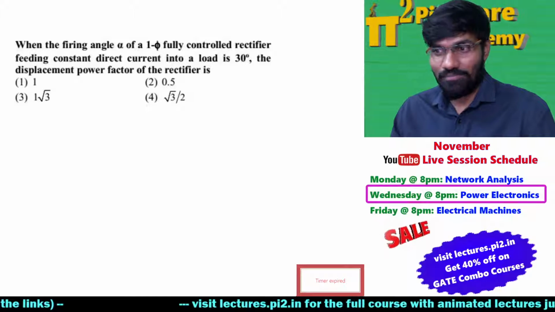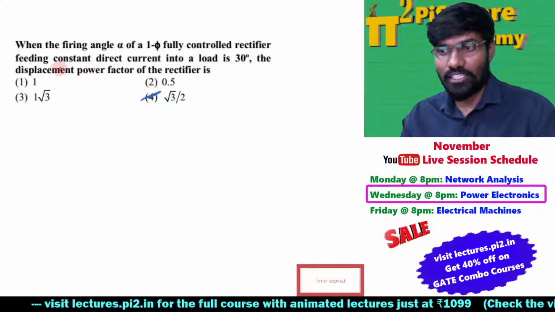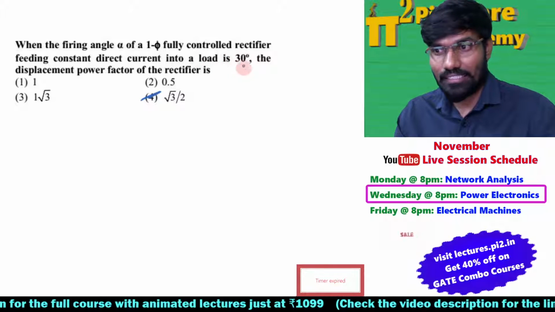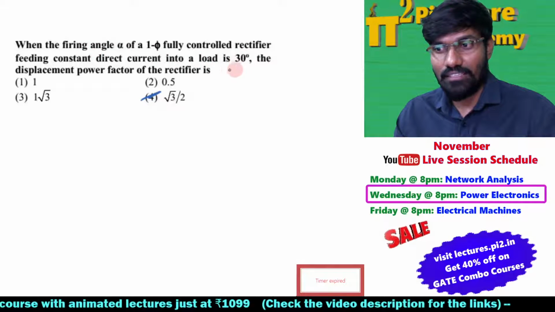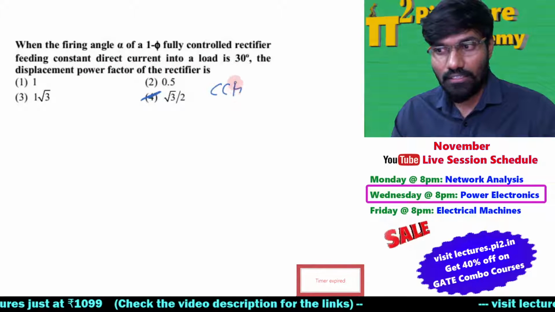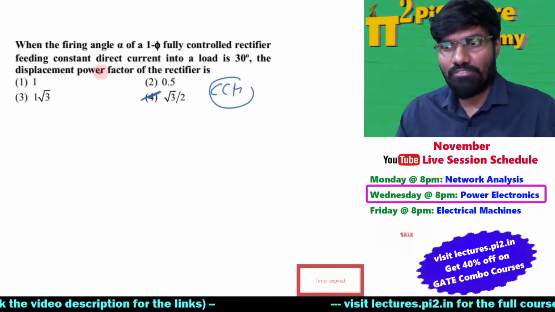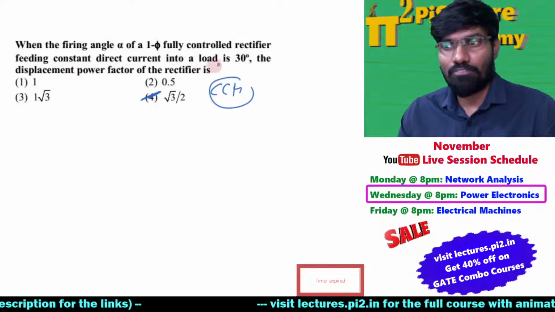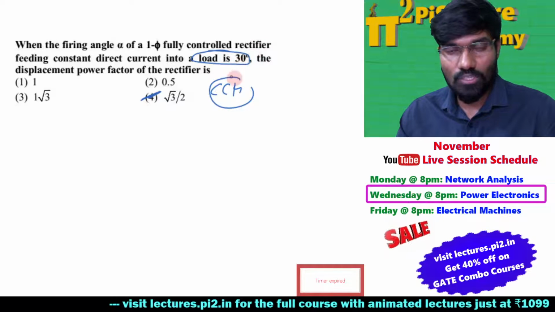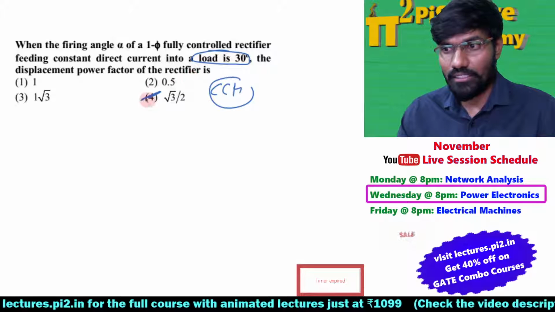Yeah, anyways, time's up. The answer is √3 by 2. For a single phase fully controlled rectifier feeding a constant direct current into a load, the firing angle is given as 30 degrees. Constant direct current means continuous conduction mode. Then the displacement power factor is simply cosine of alpha. cos 30 is this. Straight answer.